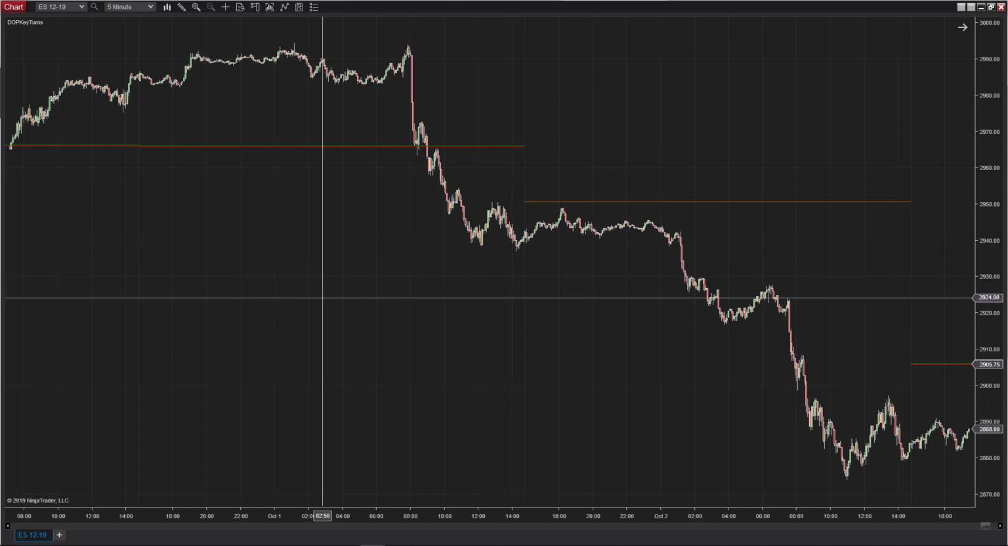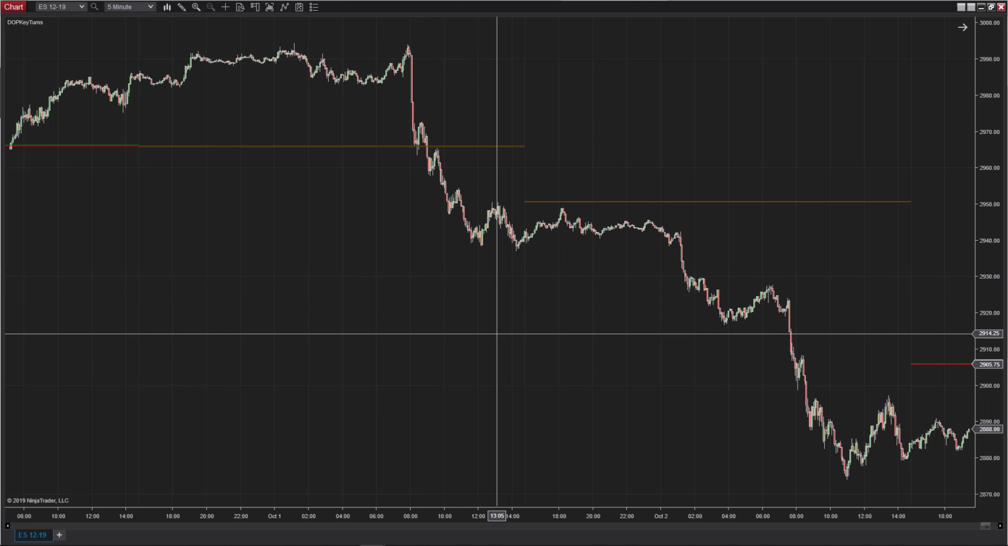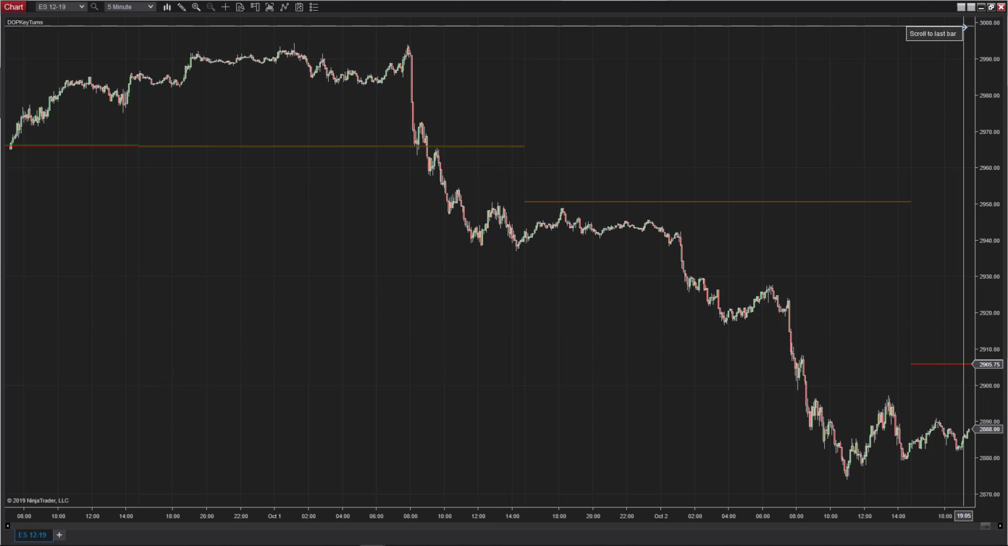Beautiful, beautiful trades. I could go on and on about this. I've been using this for a very long time, probably 17 years, and every single day.